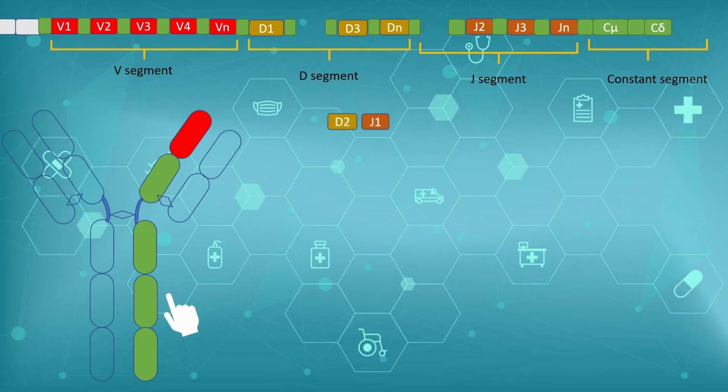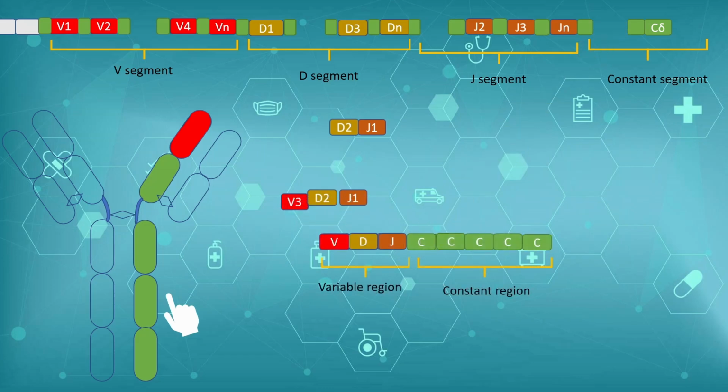So for the heavy chain, one randomly selected V segment, one randomly selected D segment, and one randomly selected J segment will be recombined first, then they will recombine with the constant region. The constant region is not that variable, it's not diverse. For example, for the heavy chain, we have 9 constant regions. For the light chain, we have 5. For the light chain, the VJ segment will recombine first, then it will recombine with the constant region. So this combinatorial joining of the VDJ and VJ segments will create its own variation.